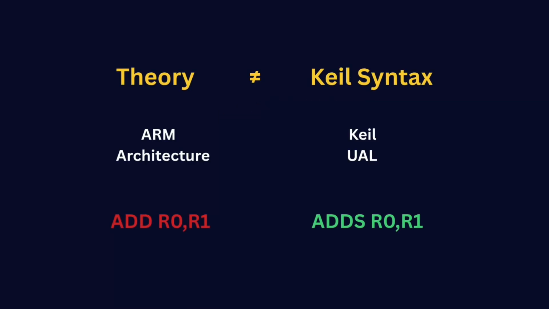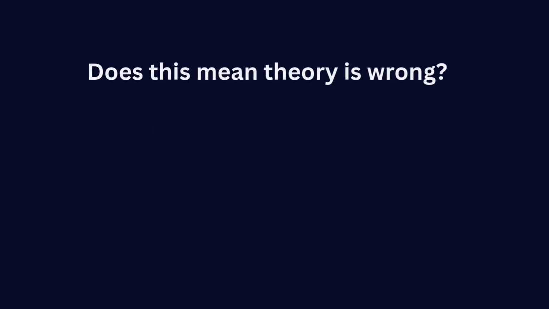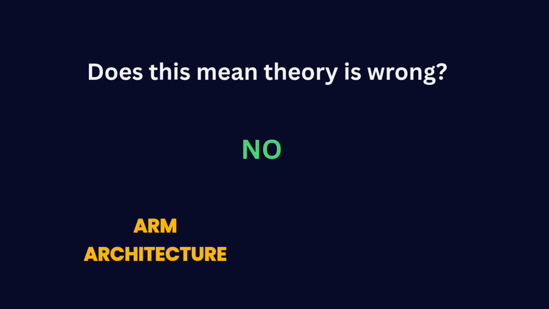If you type the instructions exactly as we discussed in theory, you will notice that some of them generate assembler errors in Keil. Does that mean the theory was wrong? Absolutely not. The difference is between the ARM architecture, which explains how the processor executes instructions, and the assembler syntax used by Keil Vision4 to generate those instructions.